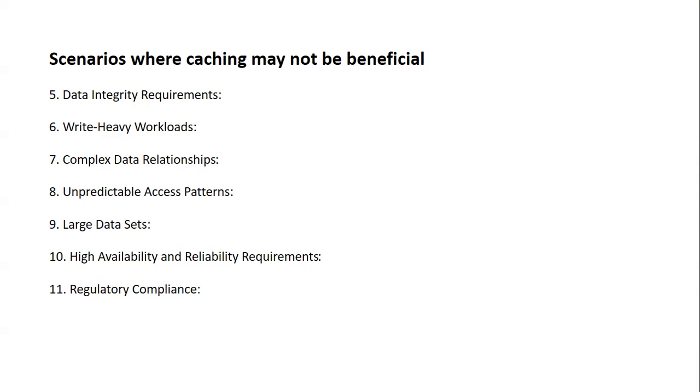Unpredictable access patterns. Now suddenly unpredictable access of the data is happening. Then in those scenarios, like applications with random access patterns, in that case caching is not needed. Large data sets are there, then large files and all these things you can't store, memory issues will be raised. High availability and reliability required, don't go for the cache. Regulatory compliance, don't go ahead with the cache.